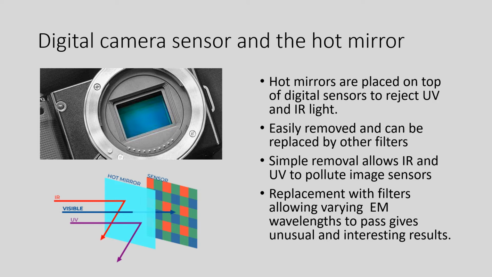This hot mirror can be easily removed and replaced by other filters that allow infrared light to pass through the camera sensor. By replacing the hot mirror with filters that allow various wavelengths of infrared radiation to get to the camera sensor at different intensity levels, unusual and interesting images can be produced.